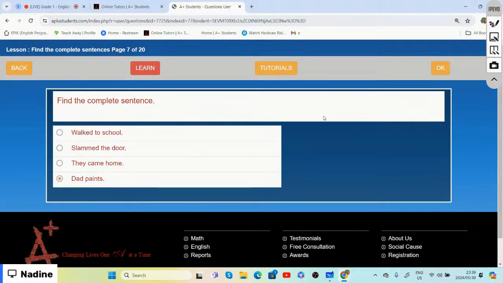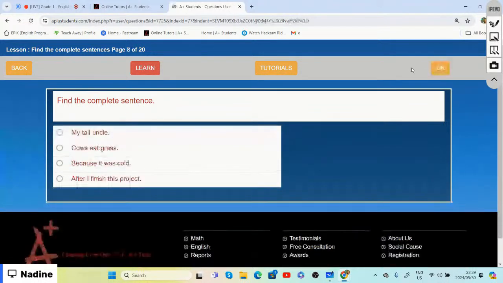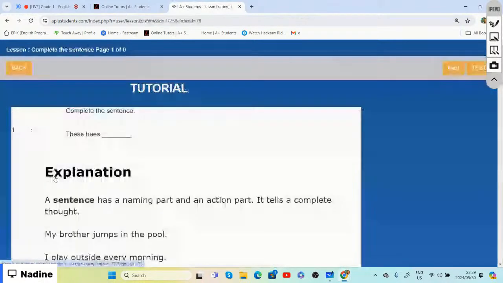All right. So if we were to select the complete sentence, right, then we would choose dad paints, right? And I made an example, dad being the naming part, paints being the action part. All right. So now let's go to the next lesson, which is to complete the sentence. Yes, well done. Dad paints is our correct answer.